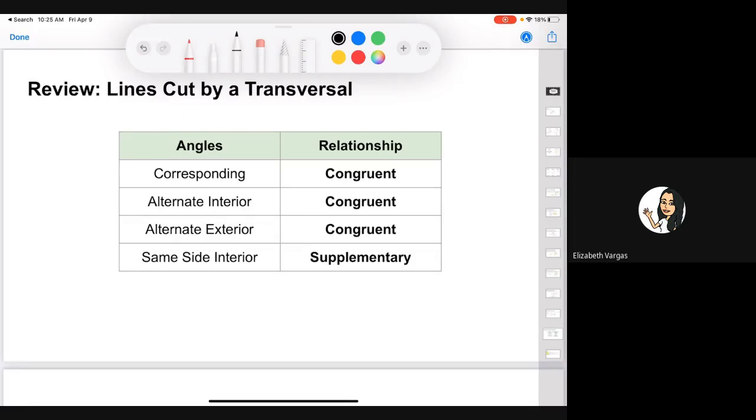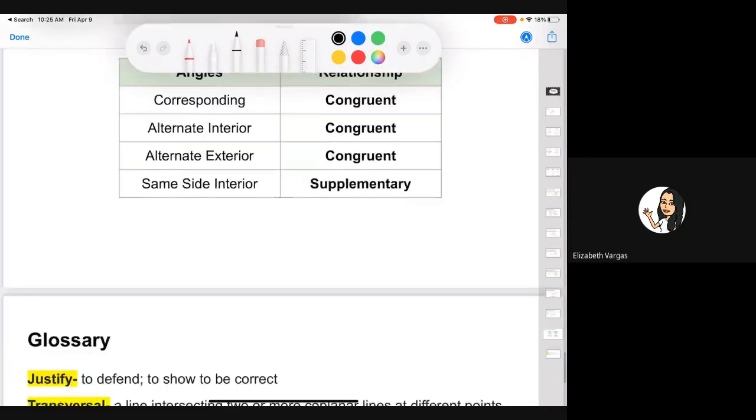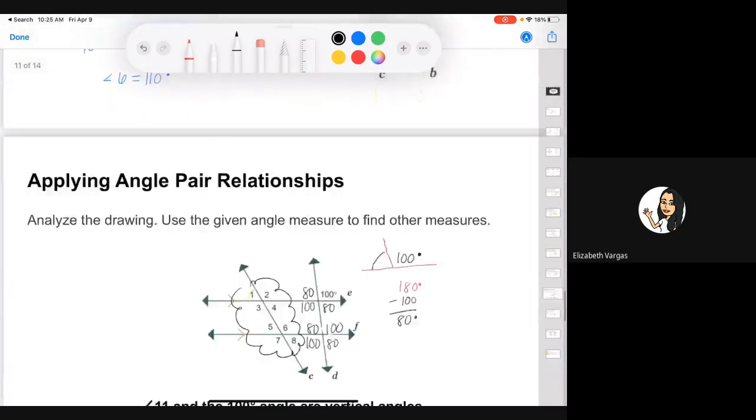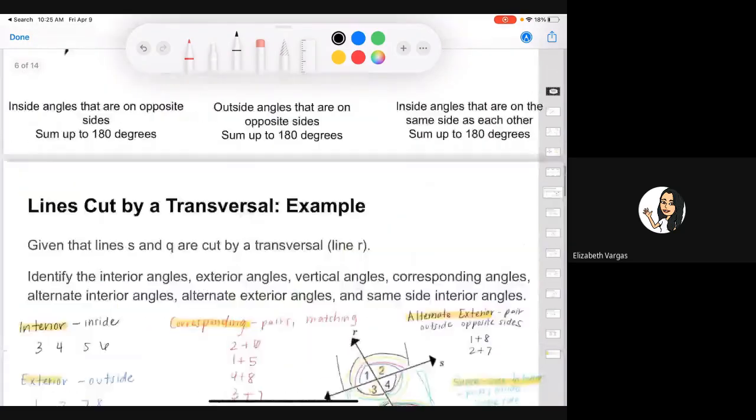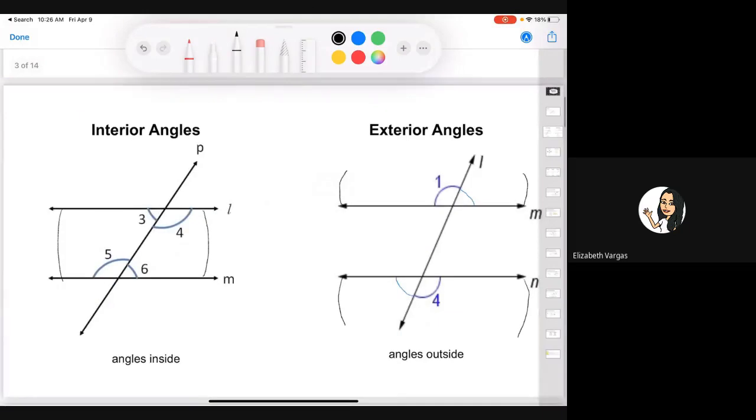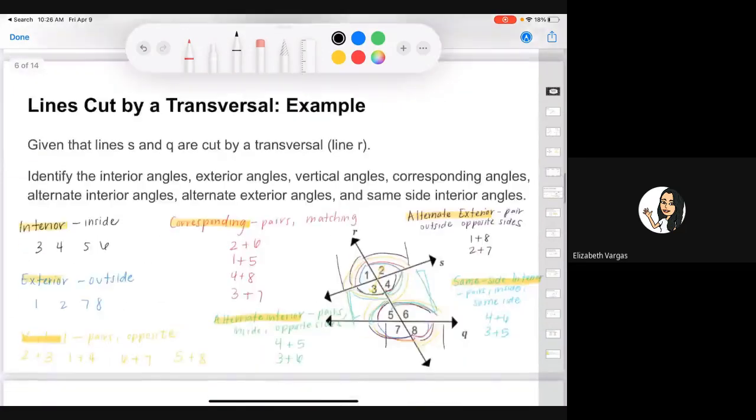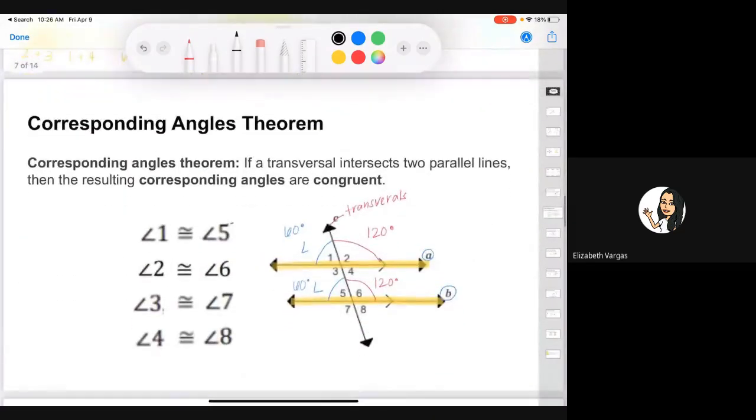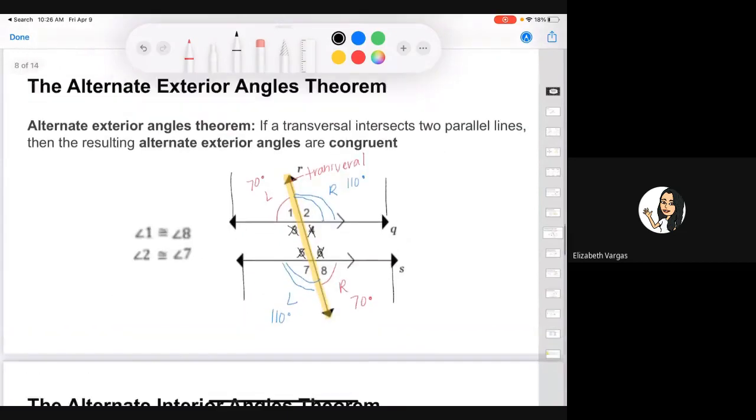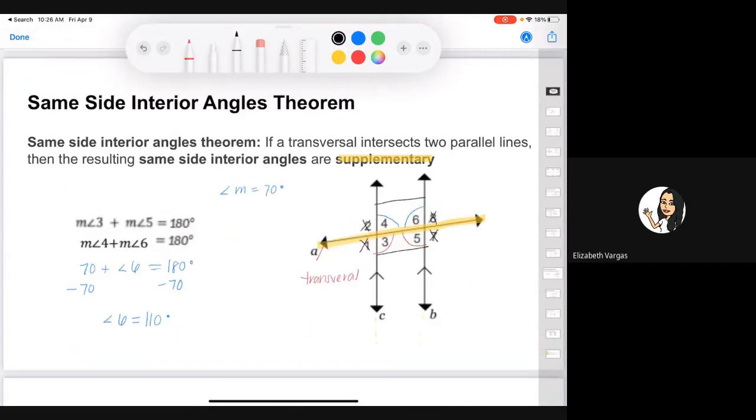Okay. Any questions about anything we looked at today? And we will review some practice problems, but basically the takeaway is whenever you have a transversal and it cuts a system of lines, we get different types of angles, and we're able to identify those different types of angles. More specifically, whenever we have pairs of these angles, corresponding angle pairs, alternate exterior angle pairs, alternate interior angle pairs, and same side interior angle pairs, what we get is different relationships between those angles.